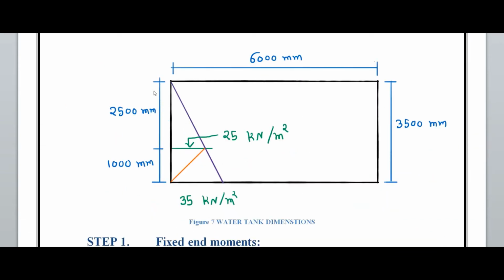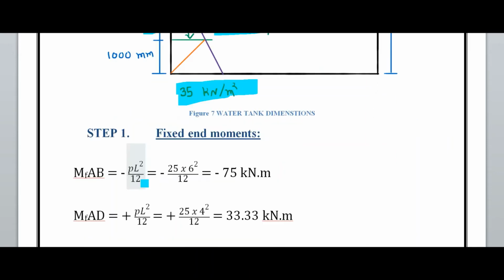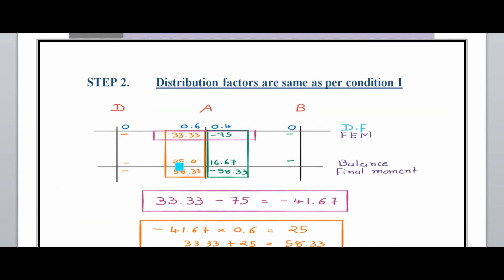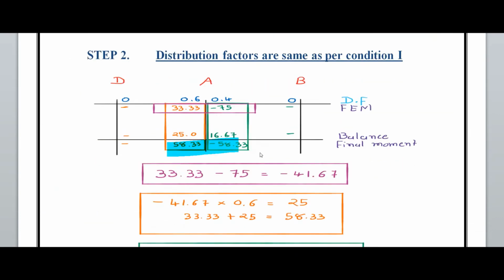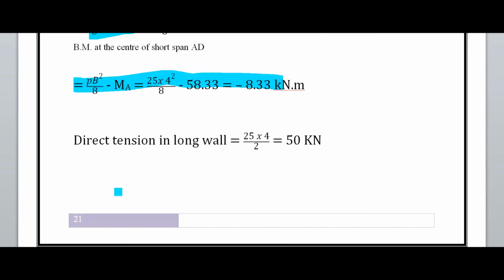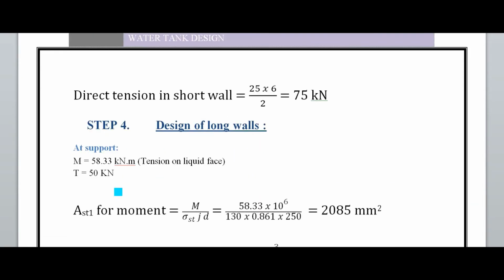Here, in the next figure, just the load changes, and all other data, methods and equations are the same. Look at it: fixed end moment, then after distribution moment, and final moment we find out. So the final moment changes, which means the center moment will change. The direct tension value changes. Sorry, not the equation, just the value changes. But all other data and methods are the same.